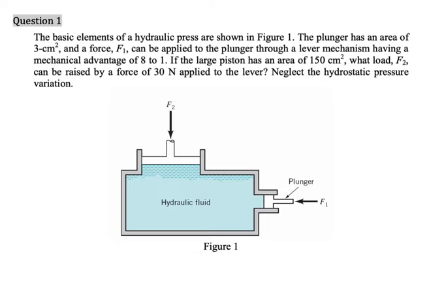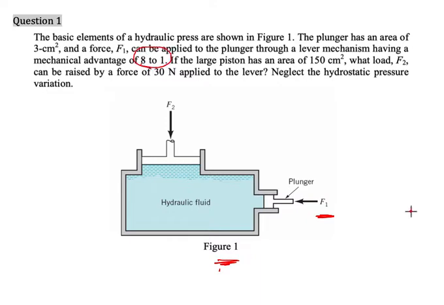This is a tutorial for hydrostatic pressure. Question 1. The basic elements of a hydraulic press are shown in figure 1. The plunger has an area of 3 cm² and a force F1 can be applied to the plunger through a lever mechanism having a mechanical advantage of 8 to 1.